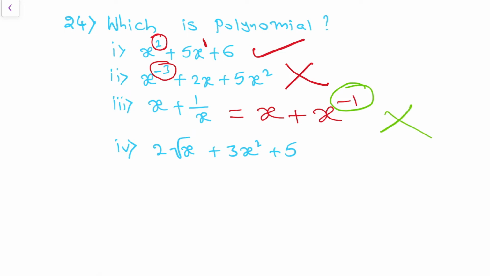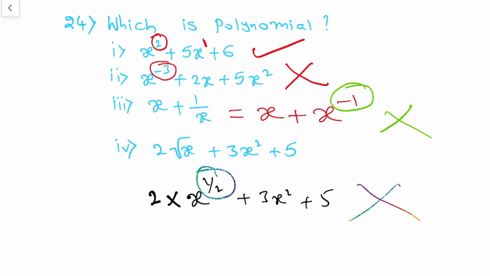Next, coming to the last question, 2 into root x is there. So root x is x power 1 by 2, plus the remaining all as it is, that is 3x square plus 5. Now if you observe here, the power is 1 by 2. 1 by 2 is not a whole number, so that's why this is not a polynomial. If the power of the alphabet or variable is a whole number, then only that is a polynomial, otherwise not a polynomial.